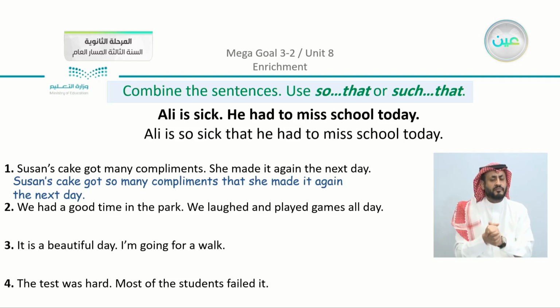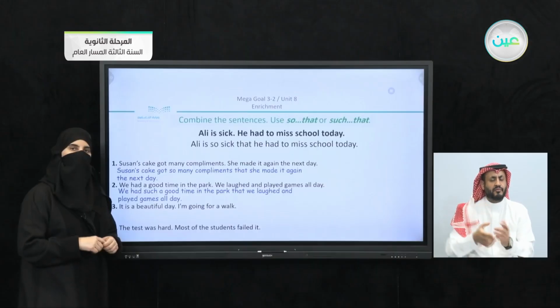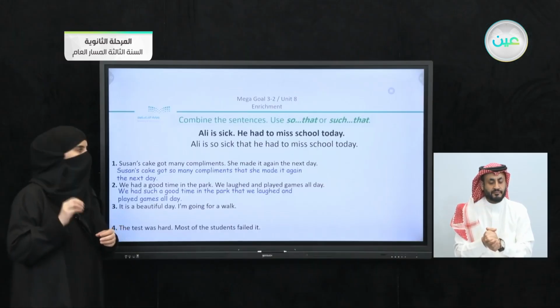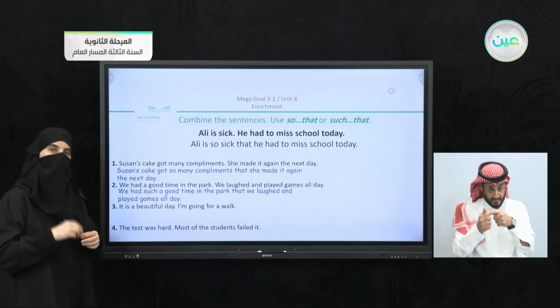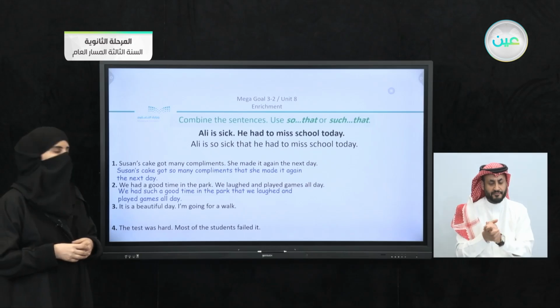So what can we say? We have here a good time. We're going to say that we had such a good time in the park that we laughed and played games all day. It is a beautiful day. I'm going for a walk. Now here you can be aware that that is put in a specific place. Now we're going to do the third one, and you will be sure of how you combine the sentences together.